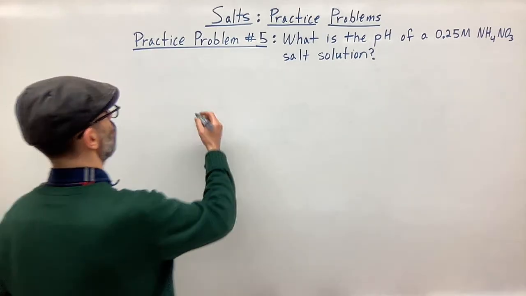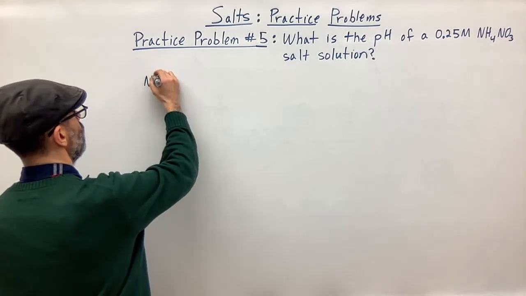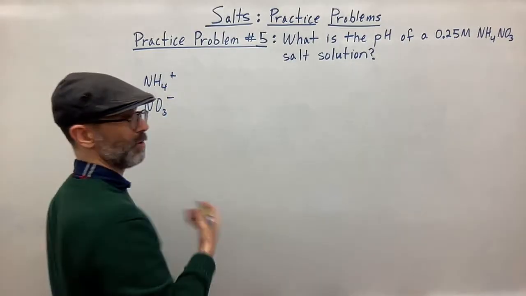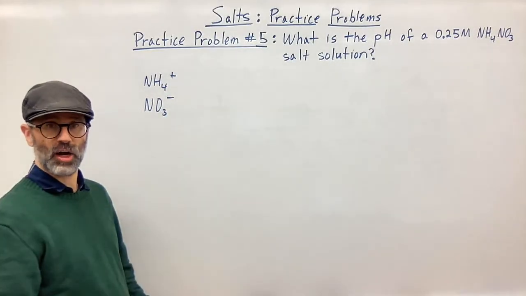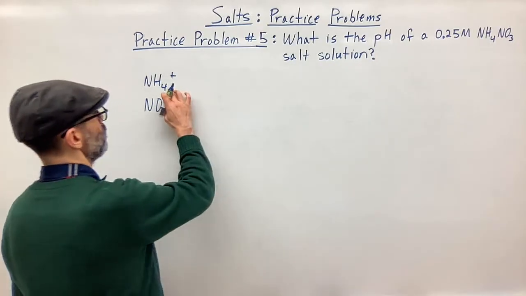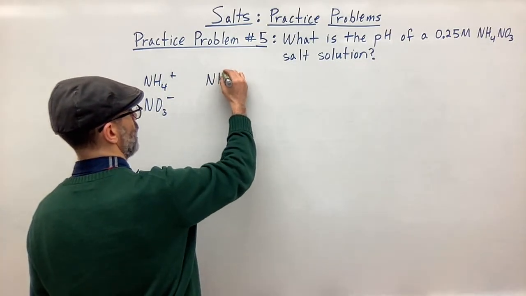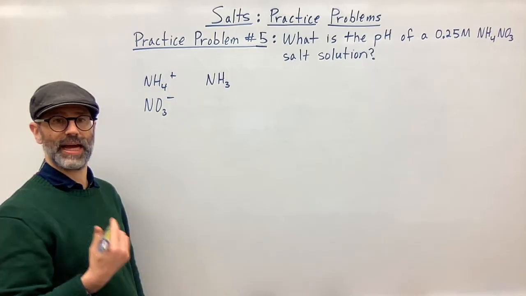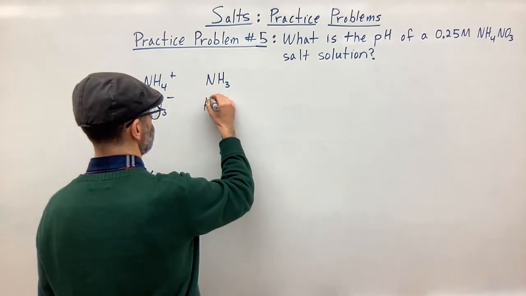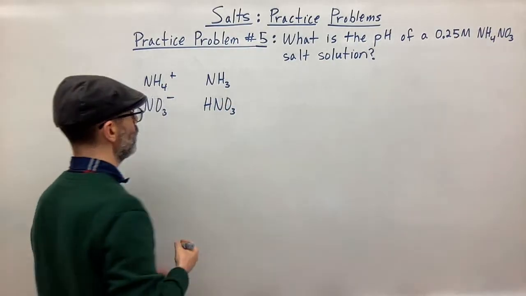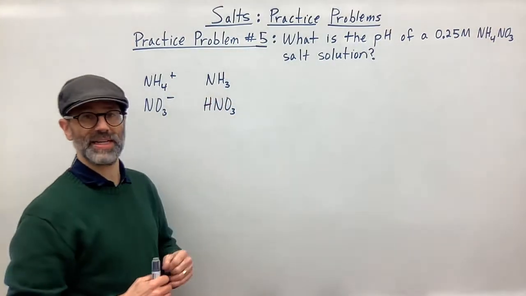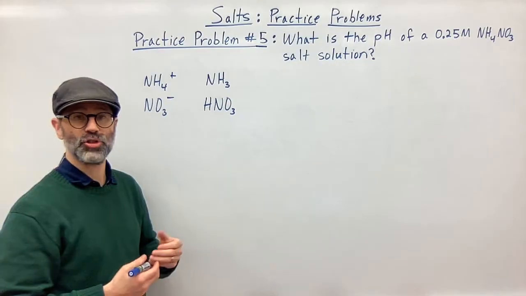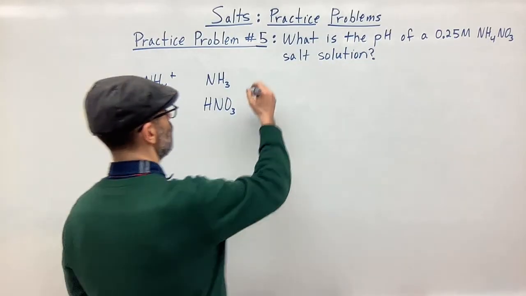So let's break this apart. We have NH4 plus and NO3 minus. We want to figure out where these salts came from, what base and what acid. NH4 plus came from ammonia, NH3. And NO3 minus is a negative ion, so we can add H plus to it and we get HNO3. As we saw before, NH3 is a weak base. That means that NH4 plus, ammonium, is a stronger weak acid. So this is going to be acidic.